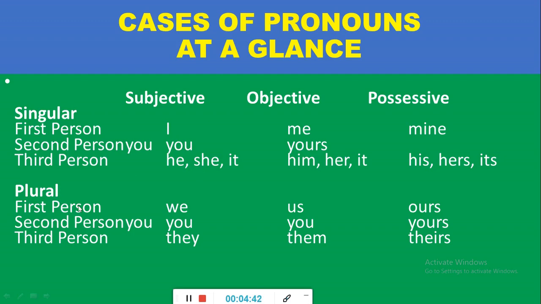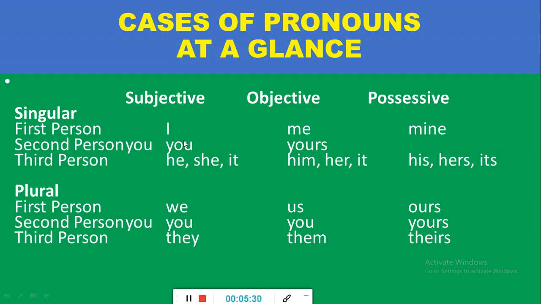Then we look at the plural. The first person subjective plural is we. The first person objective plural is us. And the first person possessive plural is ours. The second person subjective plural is you. The second person objective plural is you. And then the second person possessive plural is also yours. So then the third person subjective plural is they. The third person objective plural is them, while the third person possessive plural is theirs.